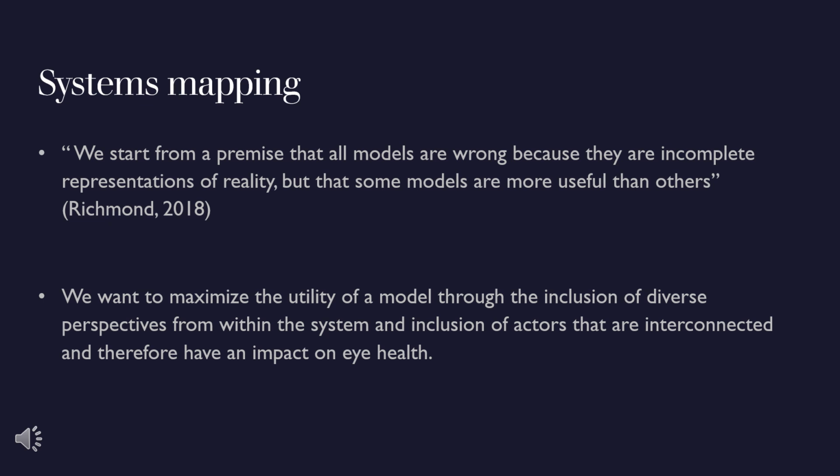Additionally, we want to maximize how useful this model is, right? Because they're all incomplete, but some are more useful than others. So we want to make our models as useful as possible. One way that we do that is by including diverse perspectives from within the system that we're targeting, and including actors and voices from interconnected points that maybe are not as traditional or the expertise that we consider most relevant. But as we really consider these models, we find that they have an impact on eye health and have many opportunities as well for intervention. And so we want to sit and use this as a tool, not just to create a map, but to explore our hypothesis.